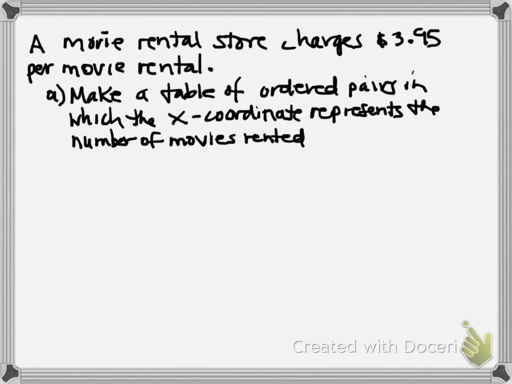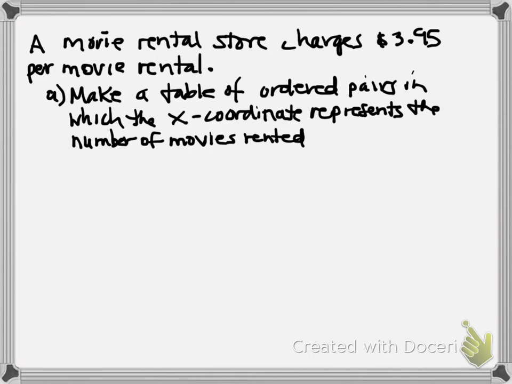And what do you think the y-coordinate will be? What would the y-coordinate be? Because we've got to pick two numbers that belong together. So if we know that it costs $3.95 per movie, and my x values, my domain, is how many movies I rent, what's my y value, my range, going to represent? Justin? Cost of all those movies you're renting, okay?